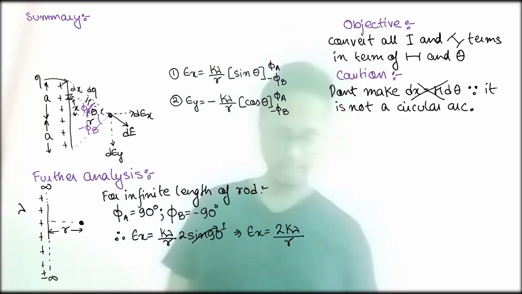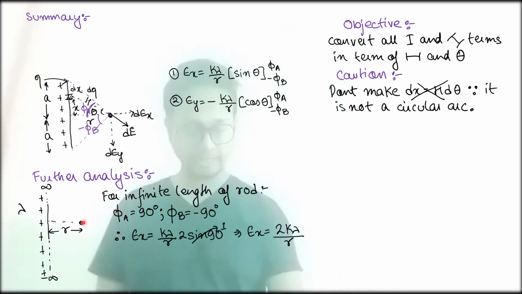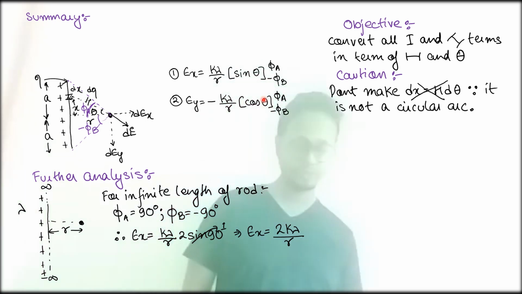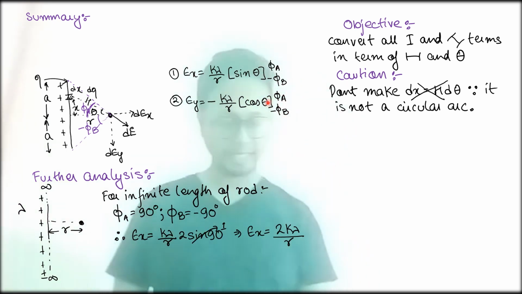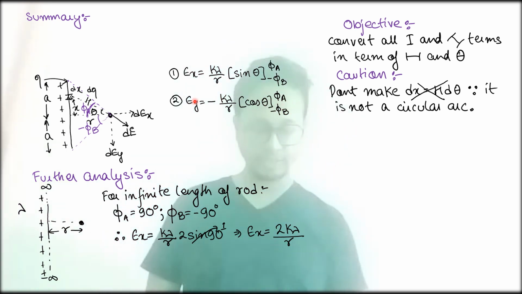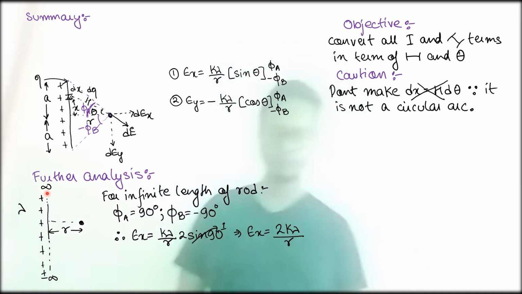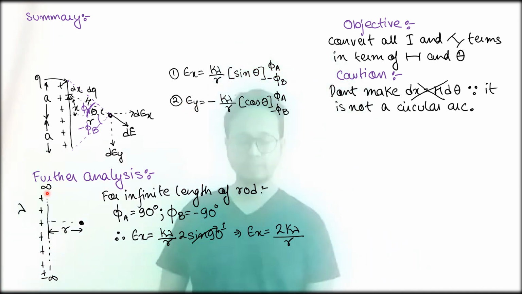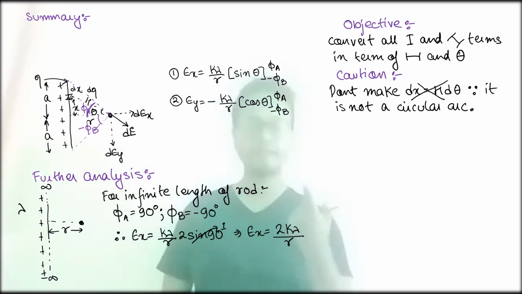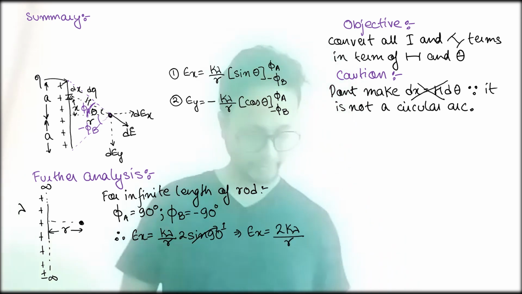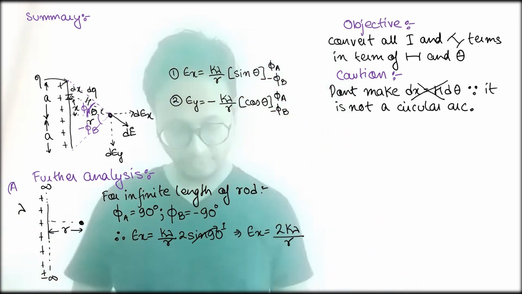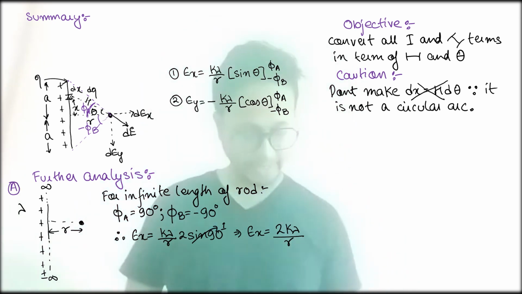Simple enough. Similarly, due to symmetry, the y component of electric field is equal to 0. If you put cos 90 here and cos of minus 90 here, you get the same value, so the y component of electric field is 0. So this is one type of analysis of this problem. The first type of analysis is for infinite wire. The second type of analysis is for semi-infinite wire.